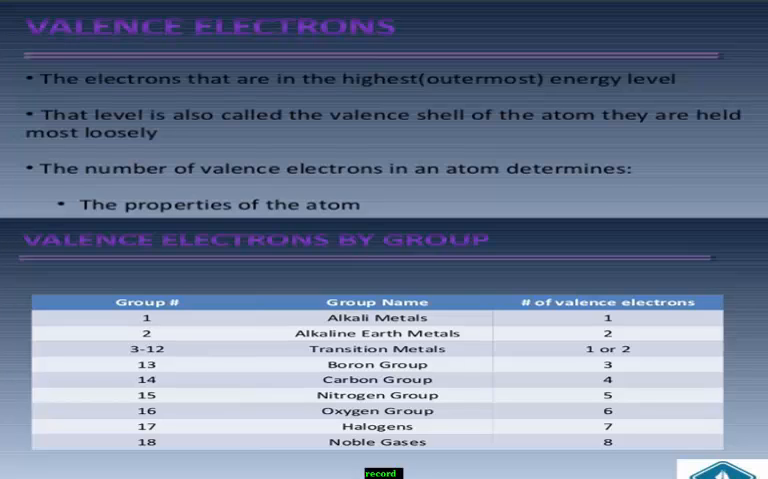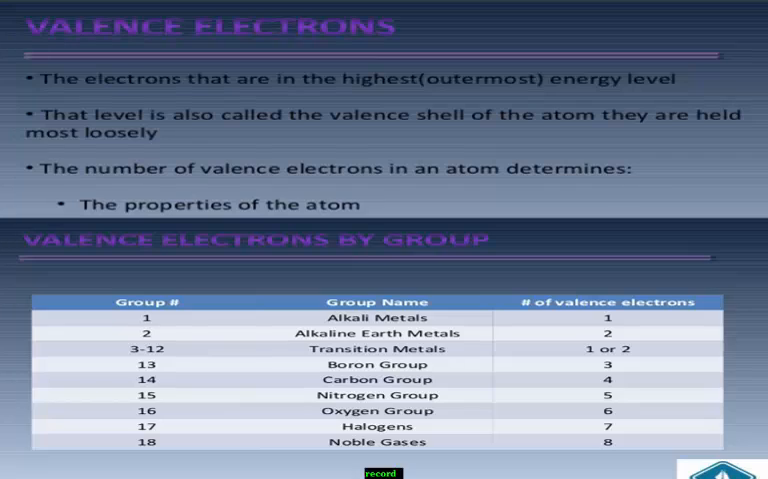Remember, valence electrons are the electrons present in the last shell. That last shell is called the valence shell. The electrons present in that valence shell are called valence electrons. So I have given the point, the valence electrons are present in that shell, the valence shell of an atom. They are held most loosely.